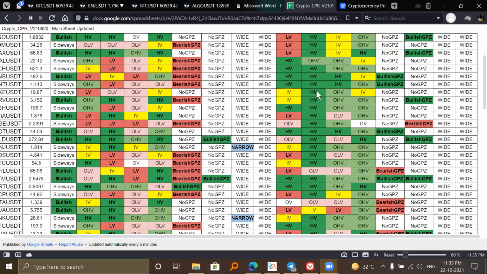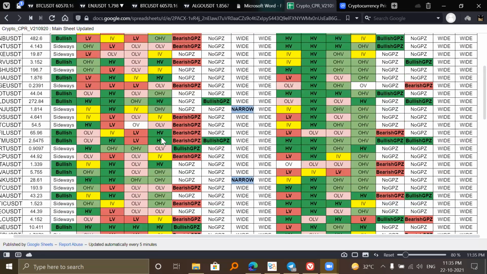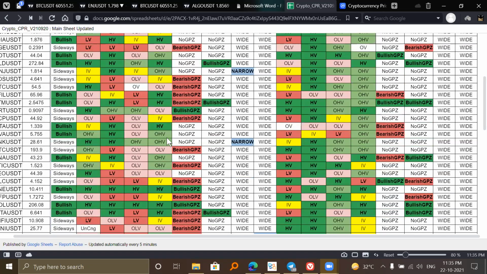If this is dark green in color, that is very bullish. If HV is written, then it will be dark green in color, so it is most bullish. And if OSB is written, that is overlapping higher value, so it is moderately bullish.